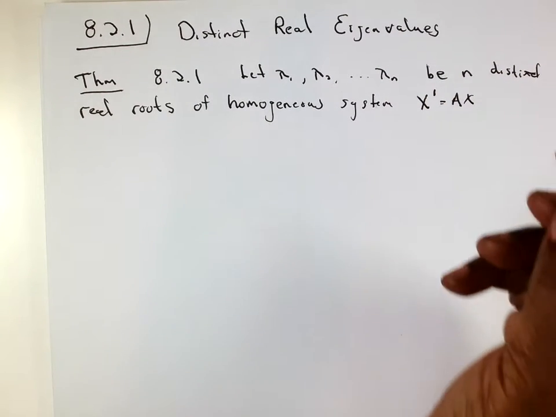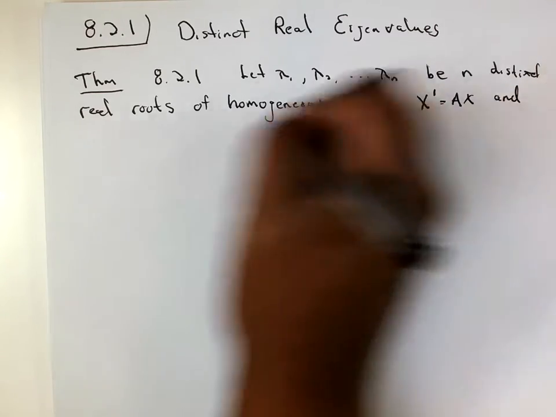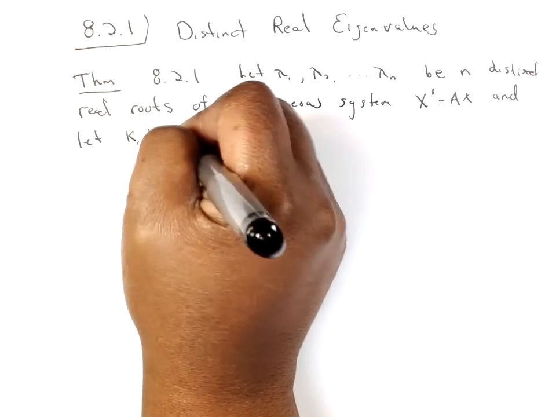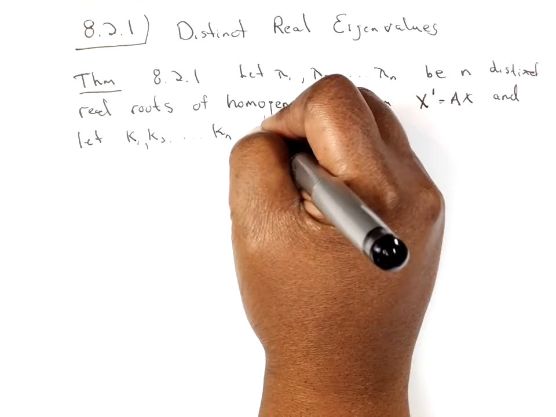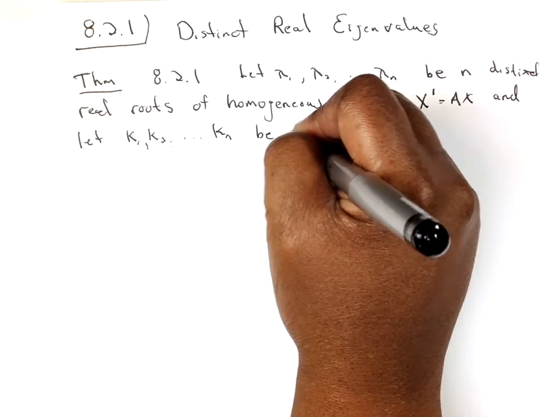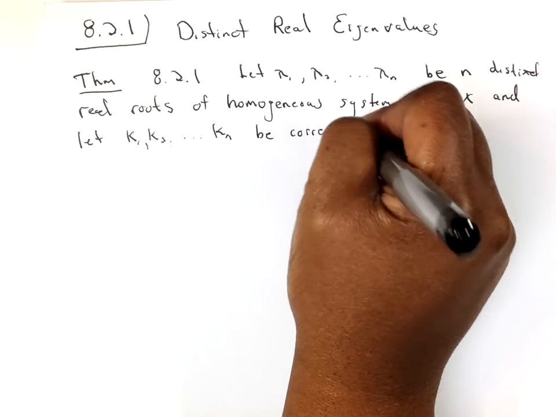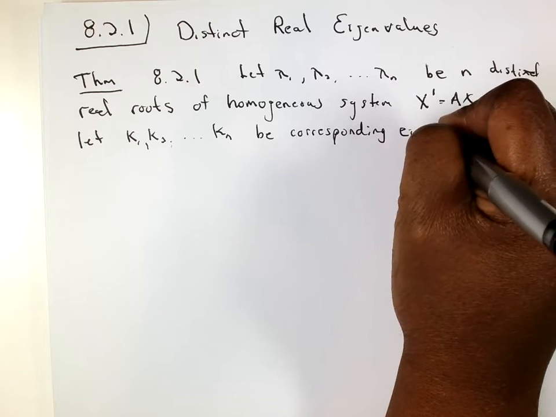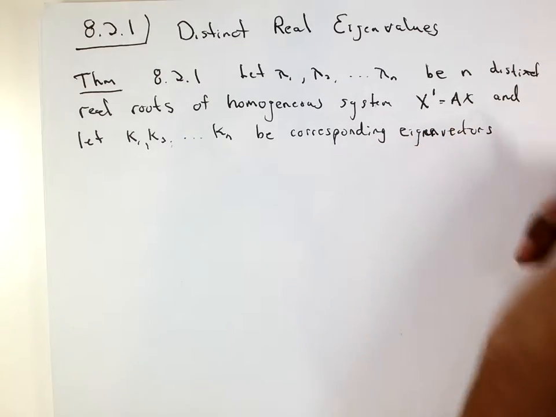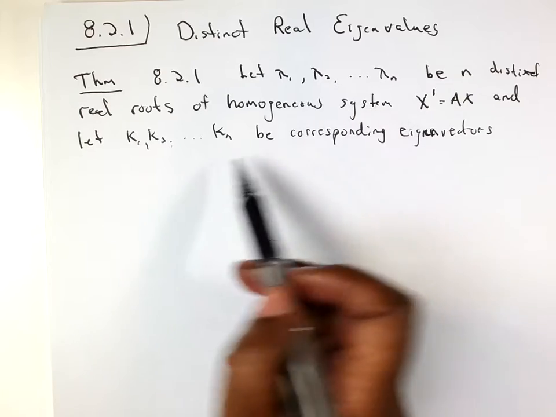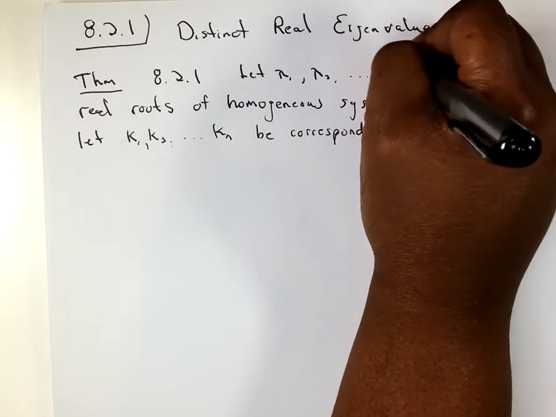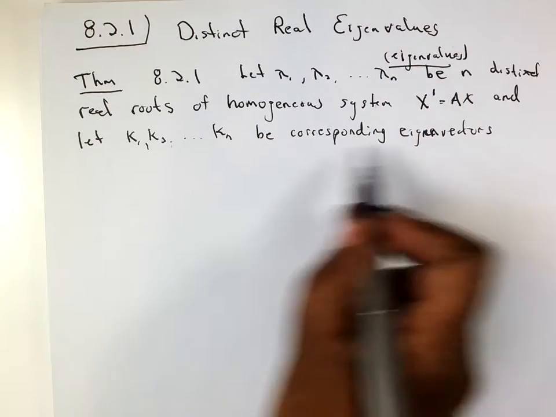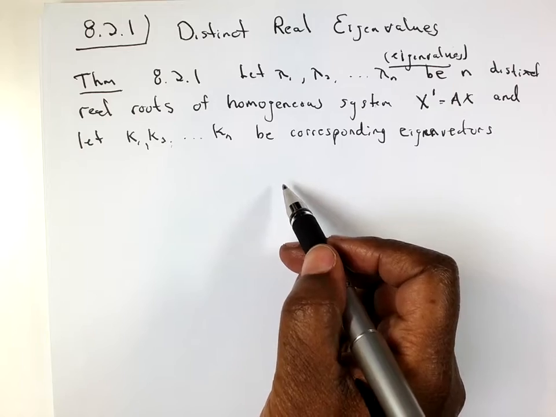And x prime equals Ax. And we're going to let our k1, k2, all the way up to kn be the corresponding eigenvectors. Eigenvectors, sorry. So the lambdas are the eigenvalues. I guess I should put that up here. These are the eigenvalues, and then the k's are the corresponding eigenvectors.